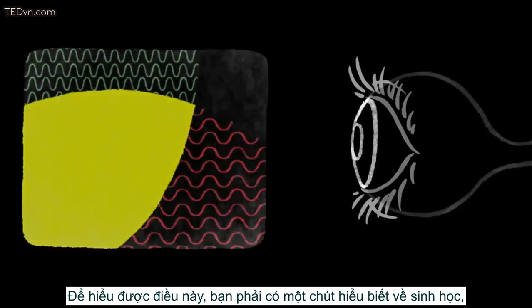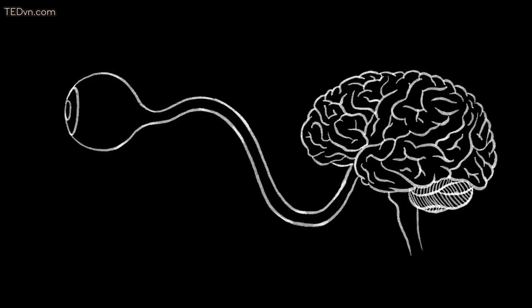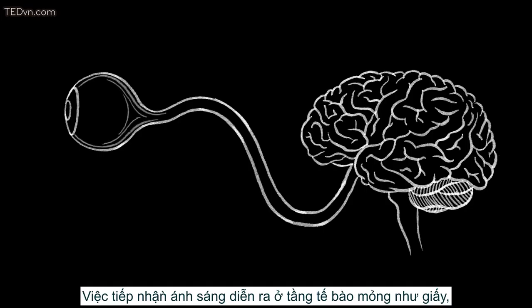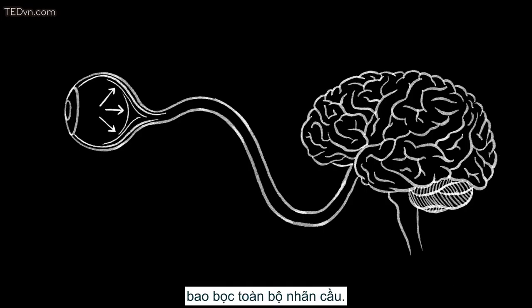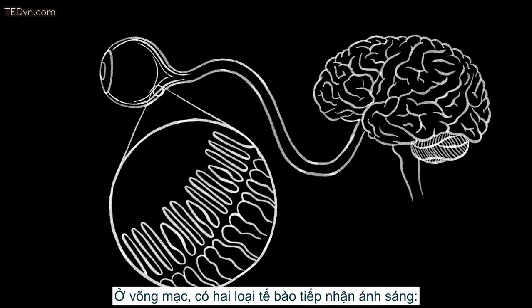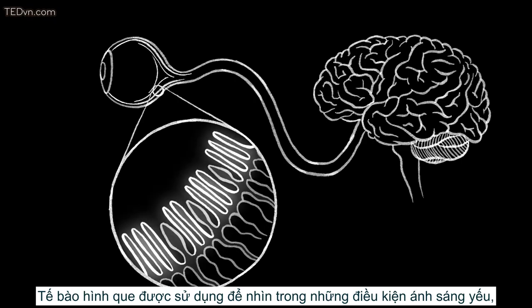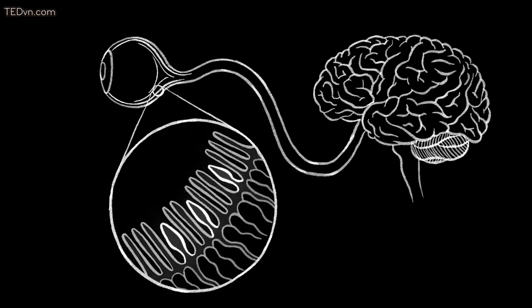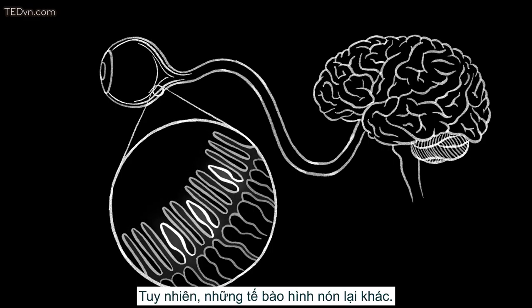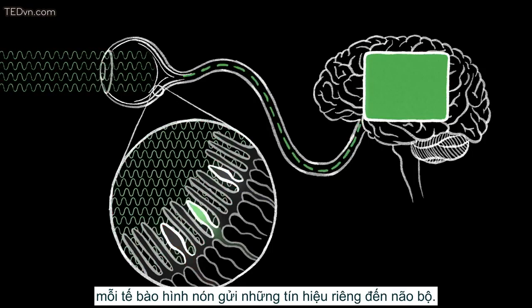To understand this, you have to understand a little bit about biology, in particular about how humans see color. Light perception happens in a paper-thin layer of cells, called the retina, that covers the back of your eyeball. In the retina, there are two different types of light-detecting cells, rods and cones. The rods are used for seeing in low light conditions, and there's only one kind of those. The cones, however, are a different story. There are three kinds of cone cells that roughly correspond to the colors red, green, and blue. When you see a color, each cone sends its own distinct signal to your brain.